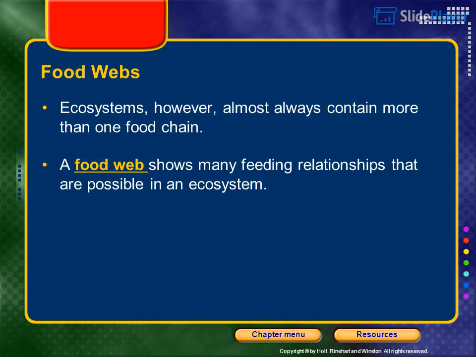Food webs. Ecosystems, however, almost always contain more than one food chain. A food web shows many feeding relationships that are possible in an ecosystem.